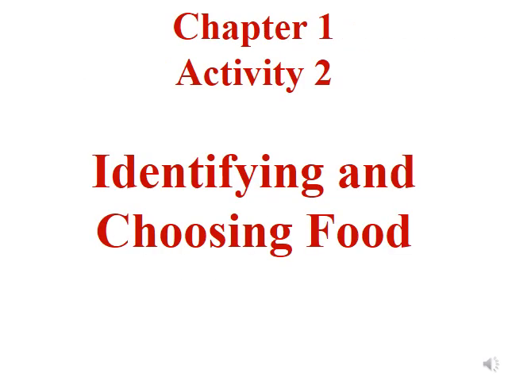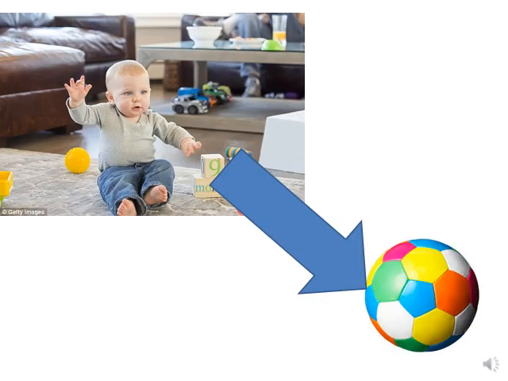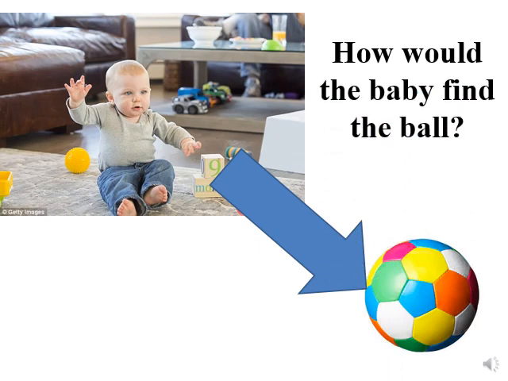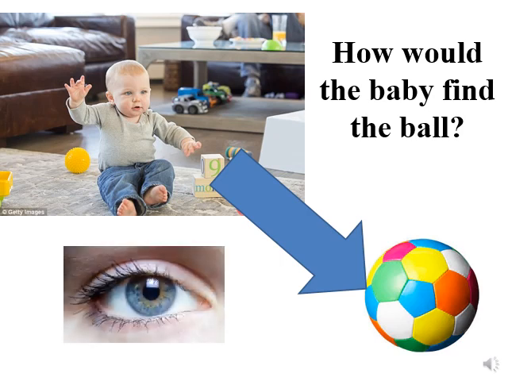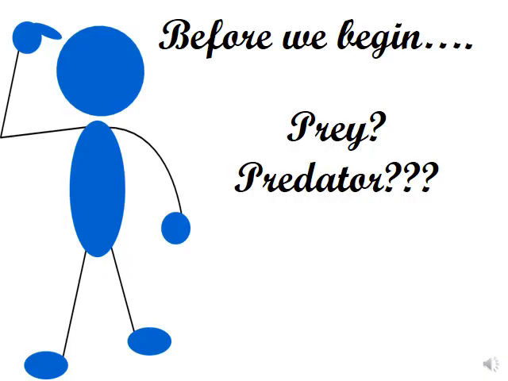Moving now to activity 2, identifying and choosing food. How do they identify the food? How do they choose the food? For example, here, the baby. How would this baby find the bowl? Using what? Using the eyes. So the eyes are called here the sense organ. So we use the eyes here to identify the bowl.